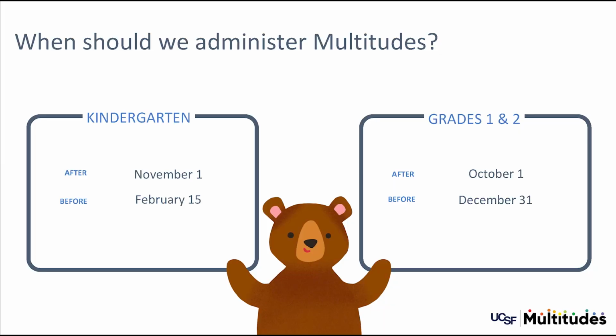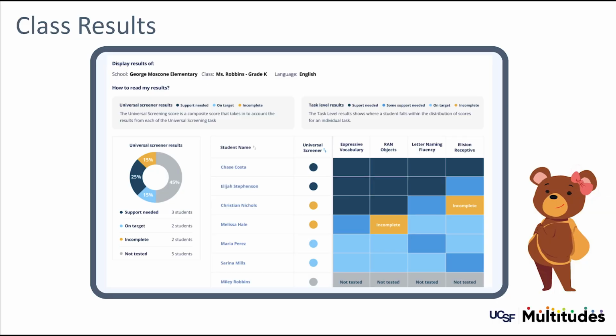Multitudes also has ideas in terms of when to administer the screener, which helps conceptualize it as a whole. In kindergarten, after November 1st and before February 15th, and in grades 1 and 2, after October 1st and before December 31st. Similar to all the other ones, you get a class report based on level of risk. The darkest blue would be support needed, then incomplete, the yellow on target, and then not tested. So that is how the screen reports look.